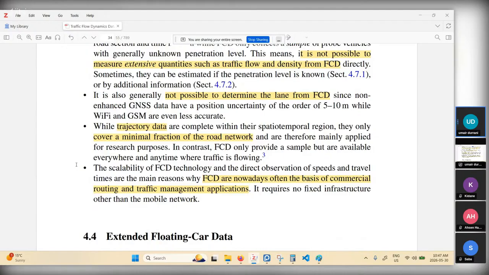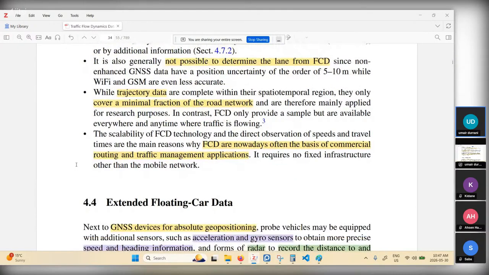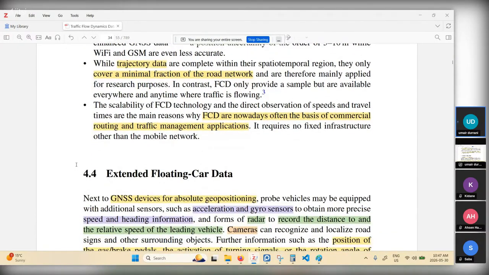And then for trajectory data, we cover a minimal fraction of the road network because we are only looking at a particular delta x. But for floating car data, that particular car could be traveling on the whole road network in a given day, and we will get that information for only that vehicle, but we'll get the information for the whole network as much as the vehicle kilometers covered by that vehicle. So floating car data is scalable. If you can add more vehicles or with smartphones, everyone is using them, you can get more data.